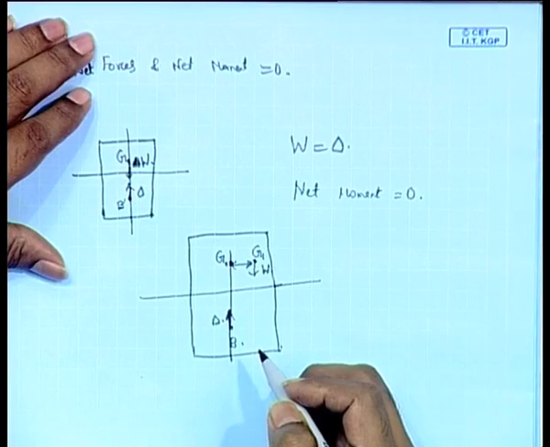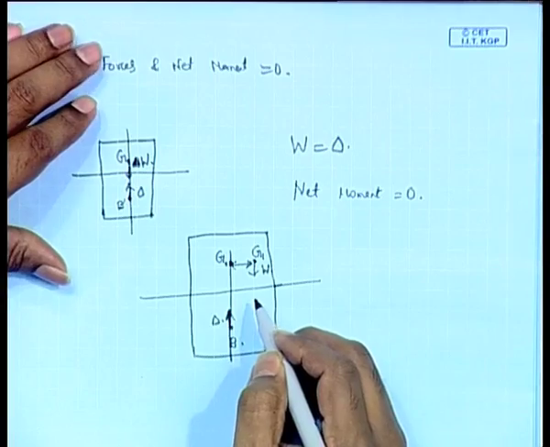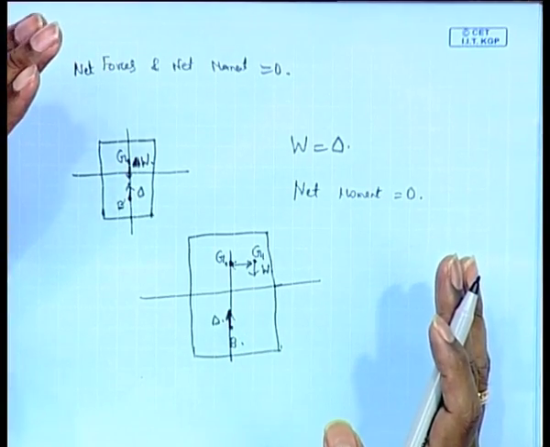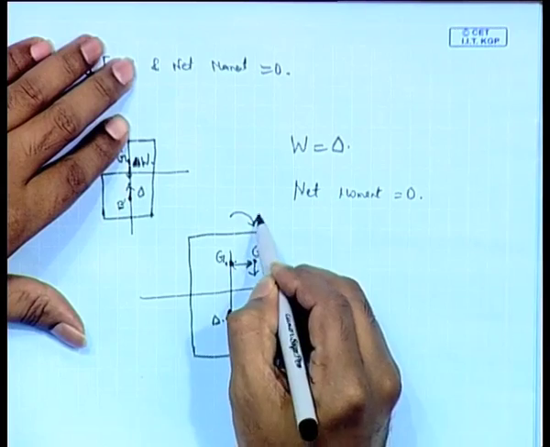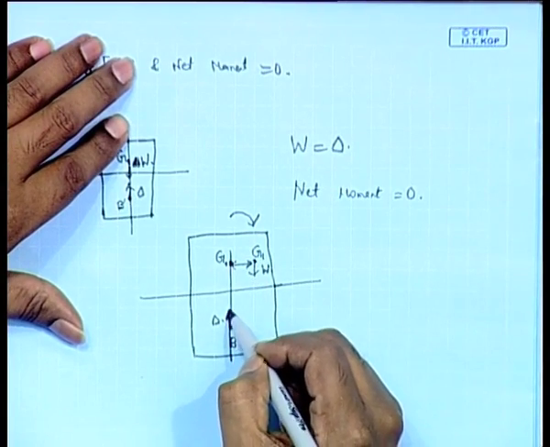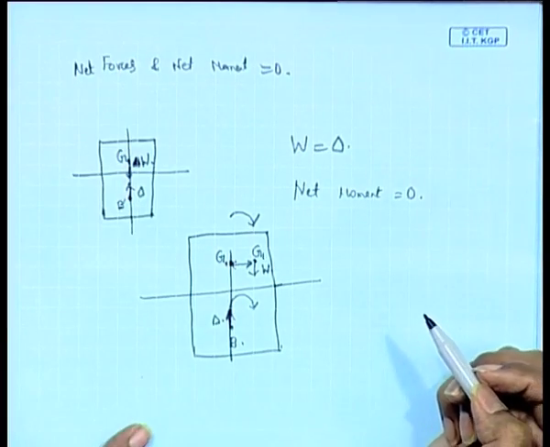Now if this happens, then there is a net moment acting on the ship. There is a weight acting downward here and a force acting upward, so there are two forces with a distance between them, and it creates a moment. There is a tendency to turn the ship in this fashion, like this.